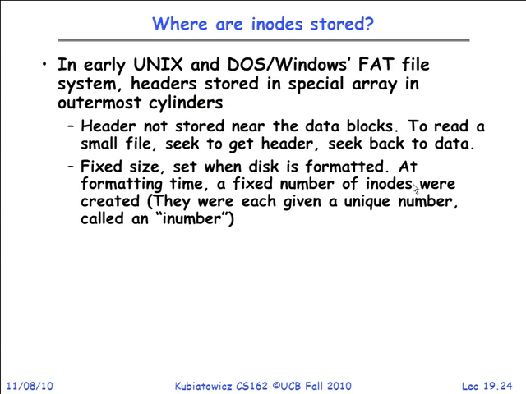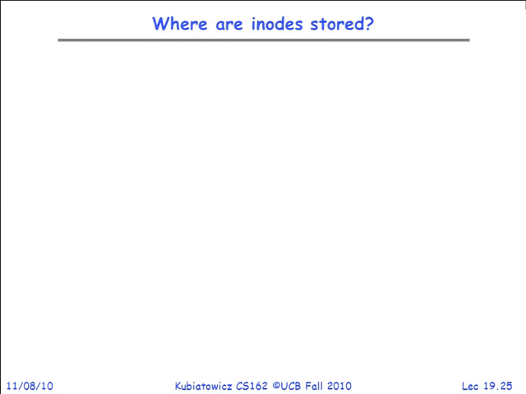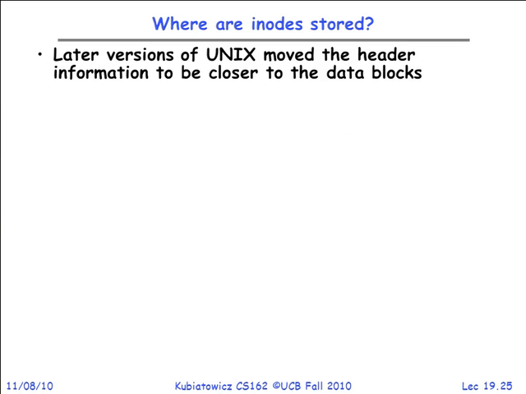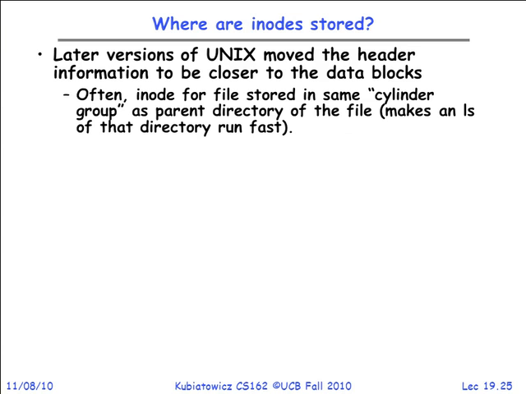So later versions of Unix and most modern file systems are a little more clever about this. For instance, the inode for a file is often stored in the same cylinder group as the parent directory. So what's a cylinder group? Well, you know what a cylinder is: all the tracks you get without moving the head. A cylinder group would be a group of tracks that are close to each other. So we make sure that there are inodes spread throughout the whole disk, and you allocate an inode from the cylinder group that's got the file or the directory.